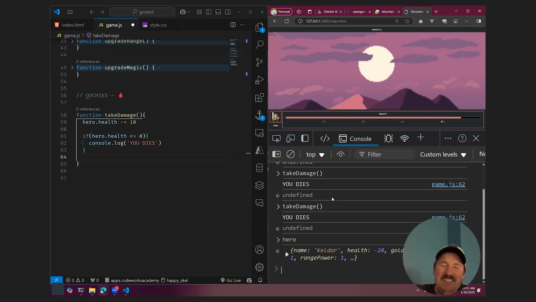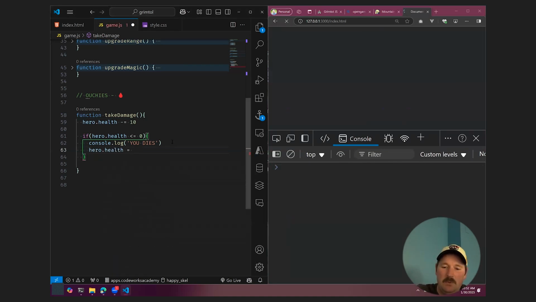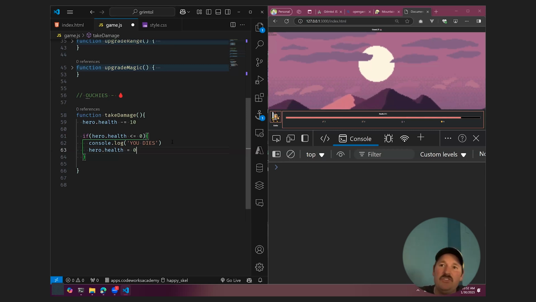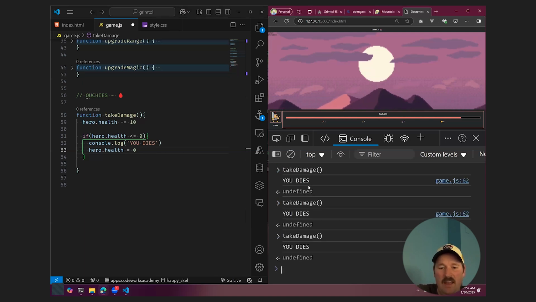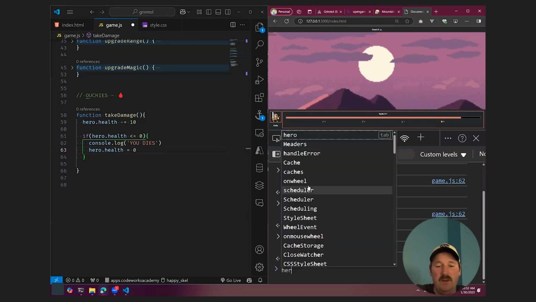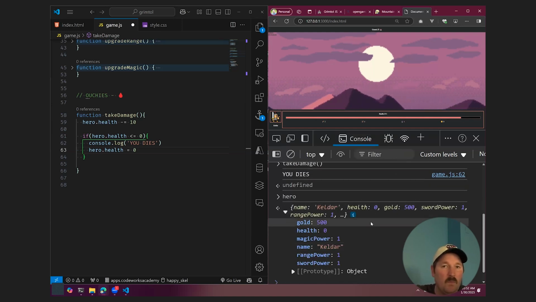And if I'm like, I just don't ever want my health to go negative because gross, right? Let's go ahead and say my hero dot health is equal to 0. So what that does is if I ever try to fall below 0, it just resets it back to 0. So now if I take damage, I can still continue to take damage, but when I look at my hero, my health never drops below 0. Again, kind of just a nicety.